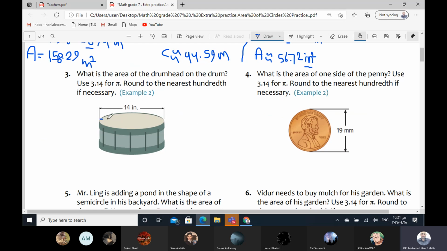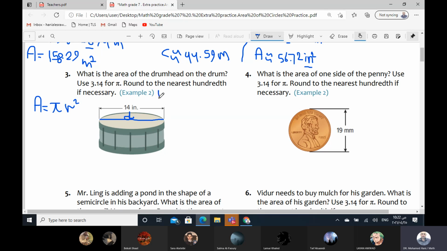We have here the diameter, D. So D equals 14 inches. To find the area of this circle, use the formula pi r squared. But as you see, we don't have r here in the information. We have d.